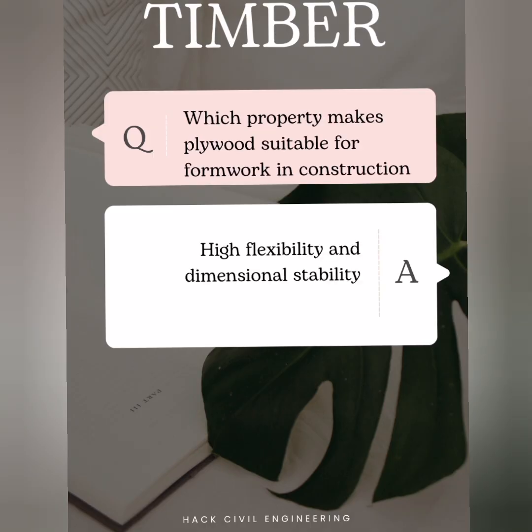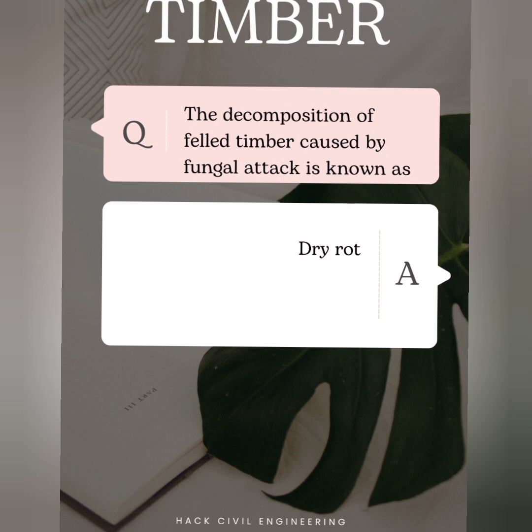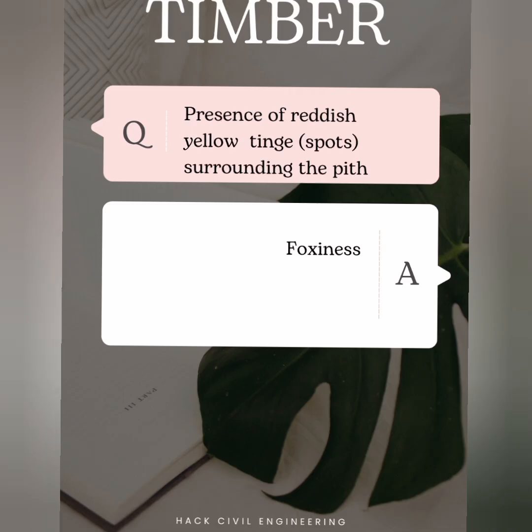Which property makes plywood suitable for formwork in construction? High flexibility and dimensional stability. The decay of timber caused by alternate wetting and drying is called wet rot. The decomposition of felled timber caused by fungal attack is known as dry rot. Size of pin knot: up to 6.5 mm diameter. Presence of reddish yellow tinge spots surrounding the pith: foxiness.